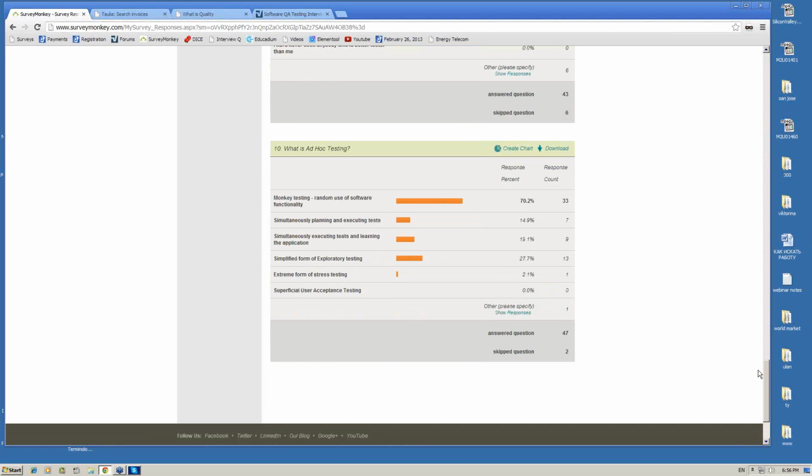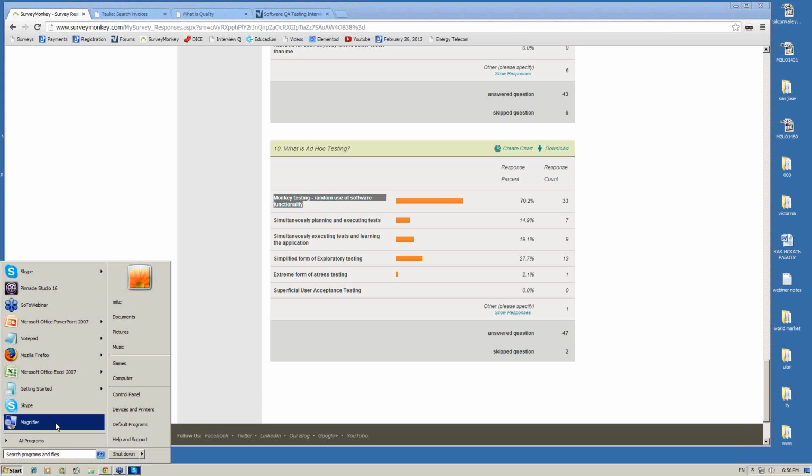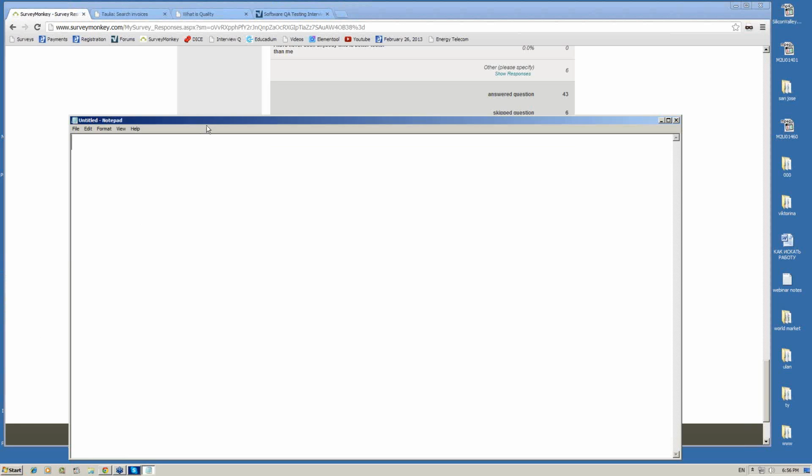What is ad hoc testing? Okay, monkey. Oh, we've got the wrong one here. Okay, guys, let me explain. Ad hoc testing is a subset of exploratory. Subset, or let's call it this way: a simplified form of exploratory testing.